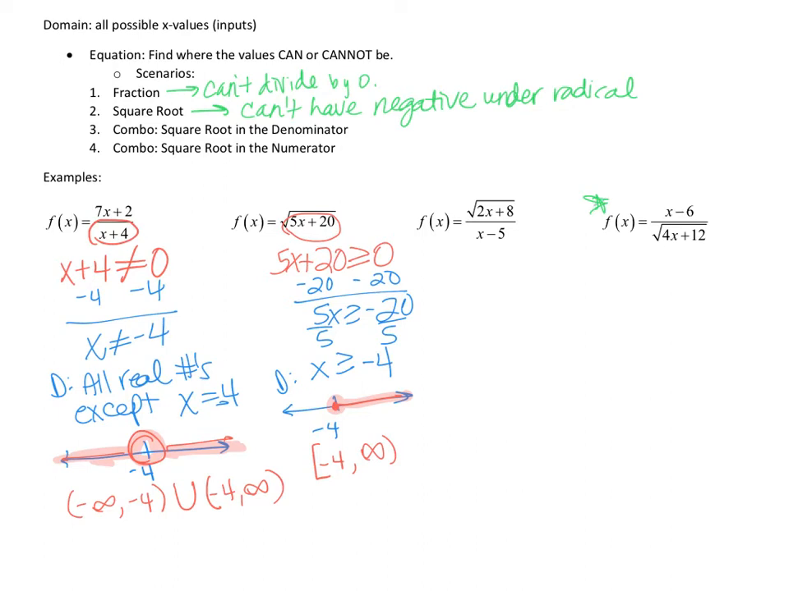If I have that happen, what I notice is that both of these two things are occurring at the same time. Remember, when we had a fraction, the denominator was the issue. And that's exactly where our radical is. So what we're going to do here is we're going to say, well, it can't be 0.